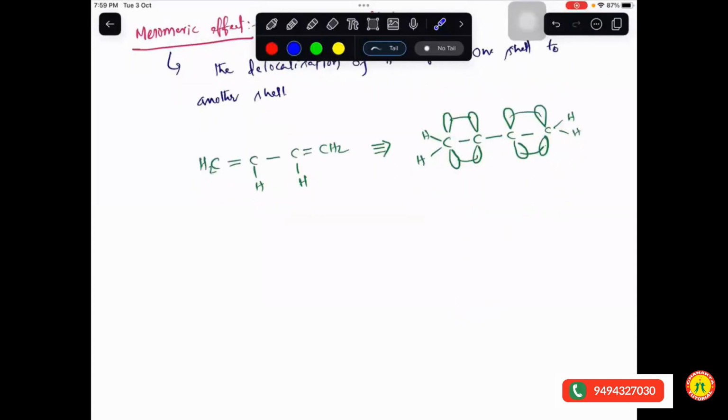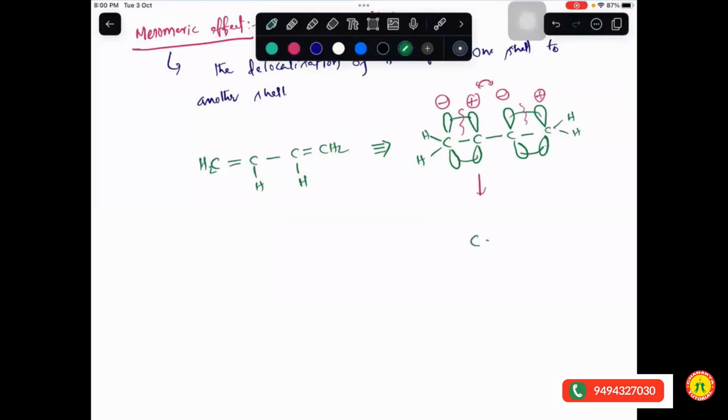See here how it is breaking. Suppose it is breaking like this. It is breaking, just wait. It is breaking like this. It is forming the minus, and this is the plus. So it is breaking: this is the minus and this is the plus. Now these two can form the bond.